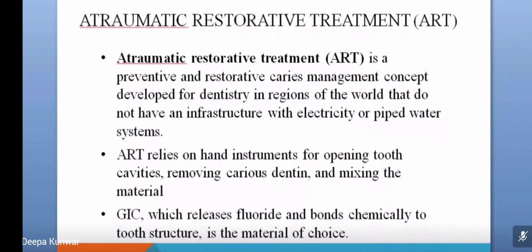In such conditions, we position the chair, patient and operator in such an area that we can work, and we provide a light like a headlamp on our head. Then we remove the tooth structure or the carious portion of the teeth with the help of hand instruments. Then we restore the teeth. Normally in such conditions we use glass ionomer cement.